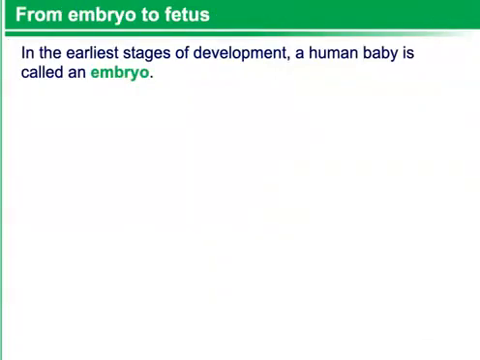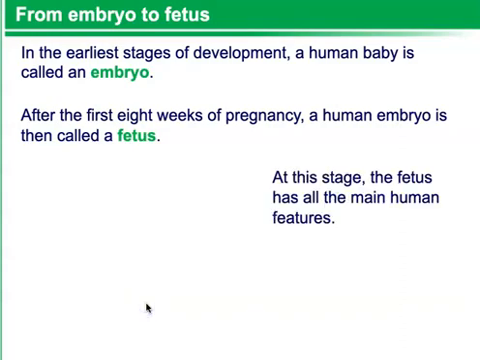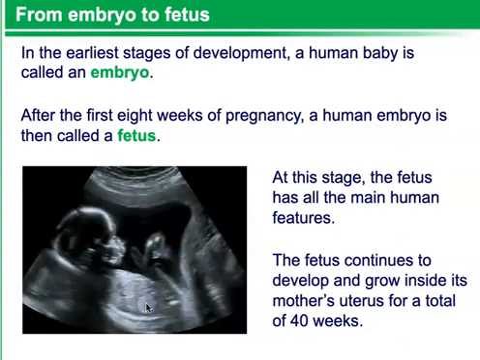From embryo to fetus. In the earliest stages of development, a human baby is called an embryo. After the first 8 weeks of pregnancy, an embryo is then called a fetus. At this stage, the fetus has all of the main human features. The fetus continues to develop and grow inside its mother's uterus for a total of 40 weeks.